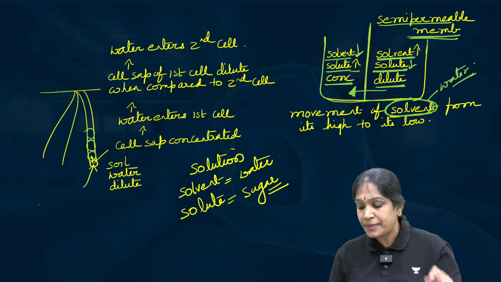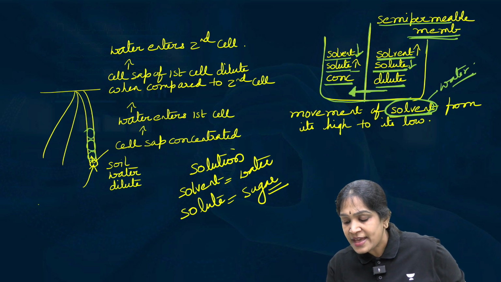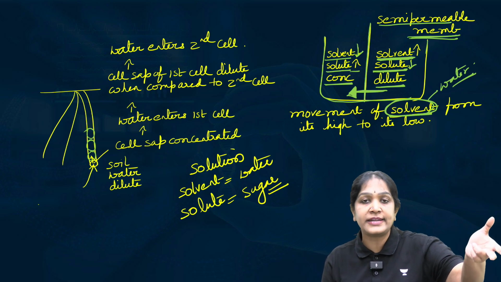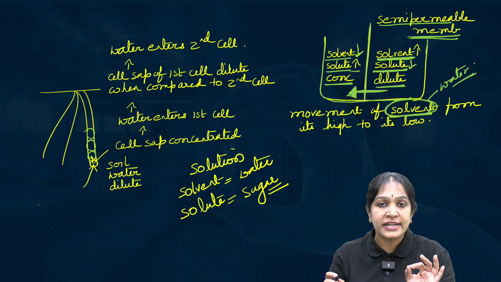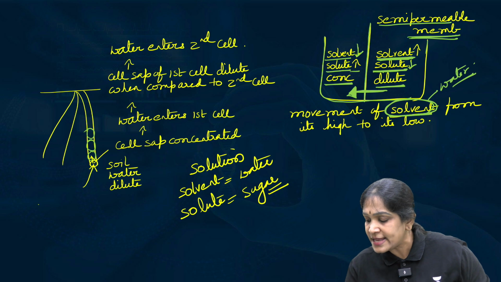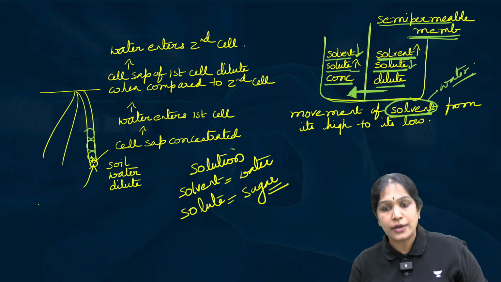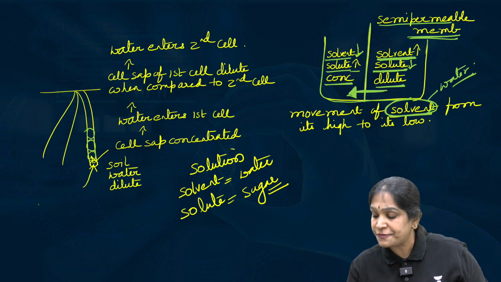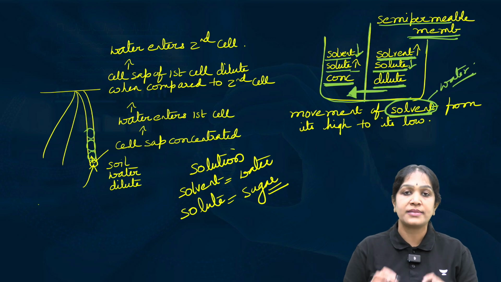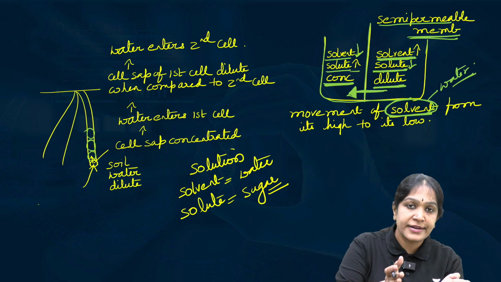Then the water, because the solvent moves, goes from the place where the solvent is high to the place where the solvent is low. Movement of the solvent from the place where it is high to the place where it is low means water moves from dilute solution to concentrated solution. Remember, water moves from dilute solution to concentrated solution.